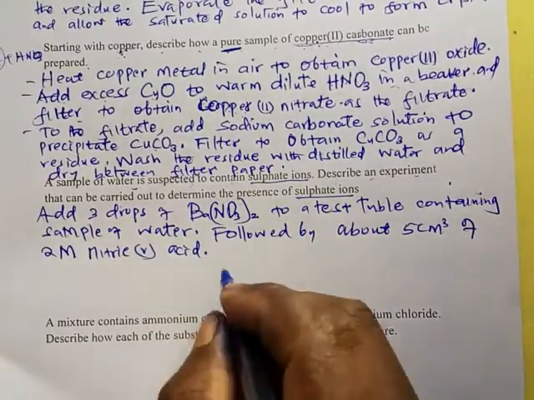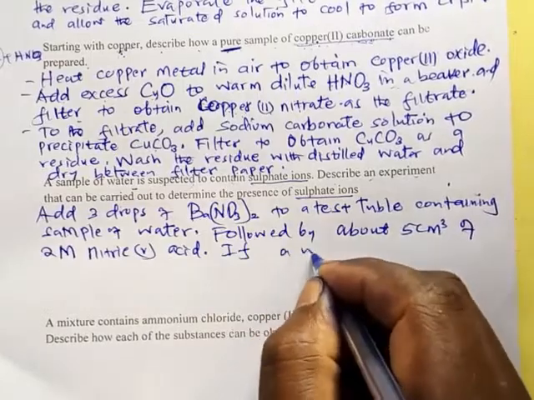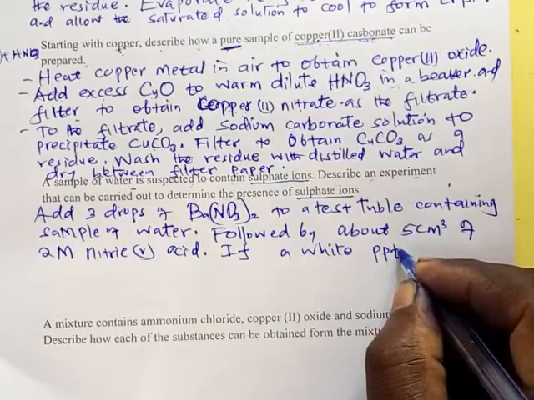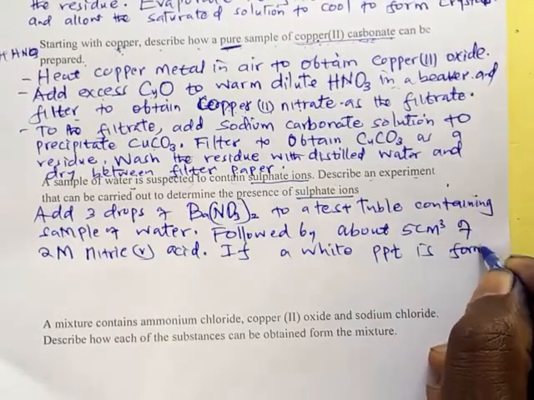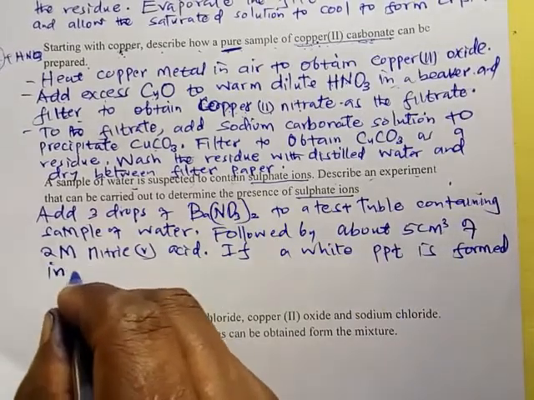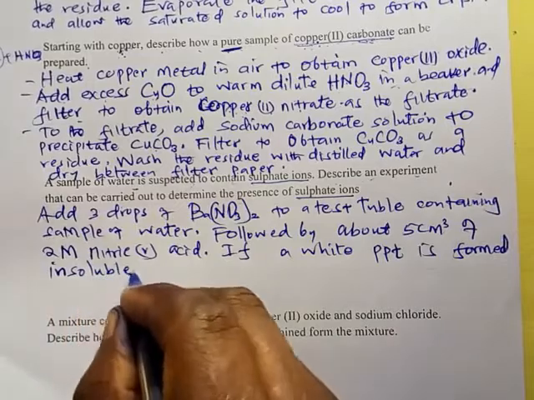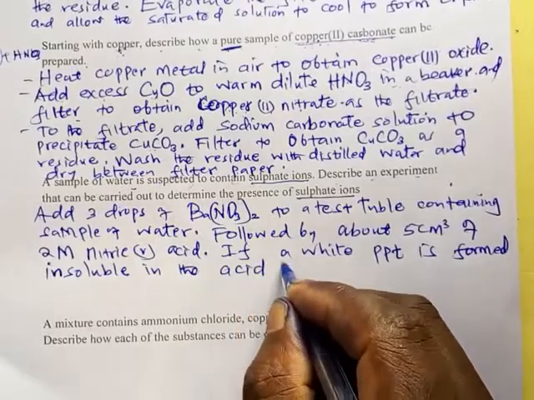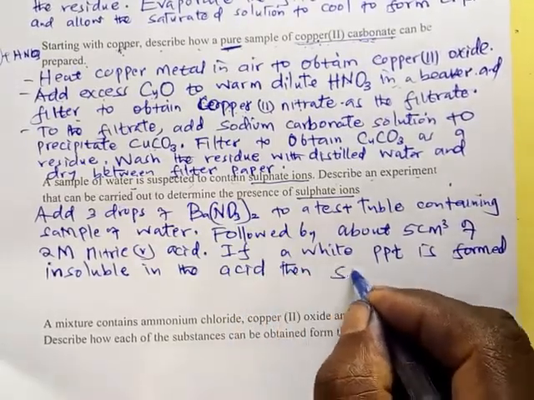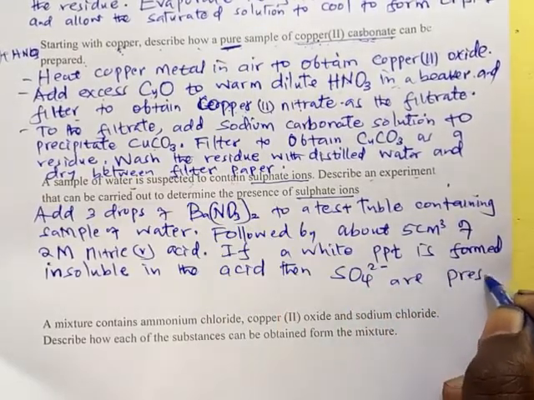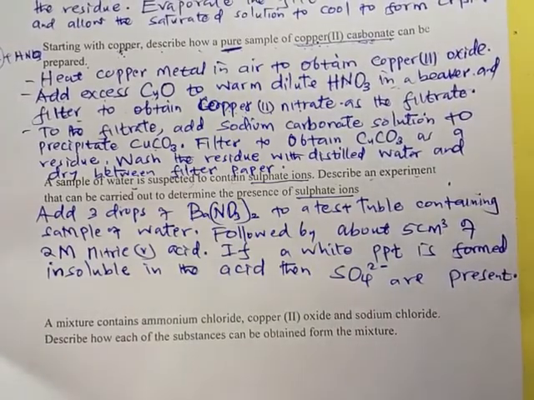So what would happen? If a white precipitate is formed, insoluble, which does not dissolve in the acid, then sulfate 2 minus ions are present. That's how you confirm for sulfate ions.